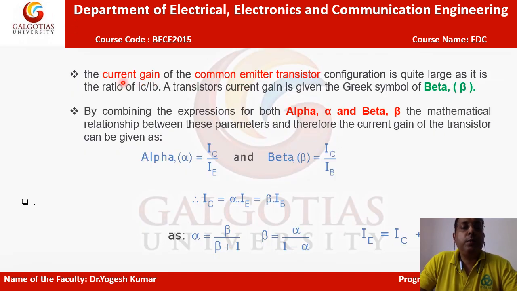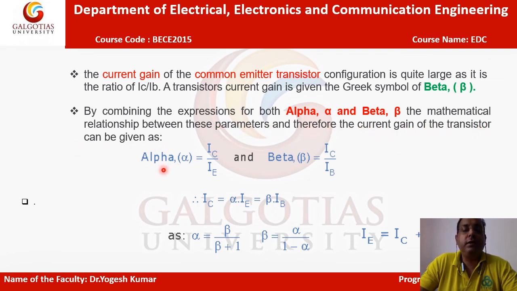Now, in the common emitter, the current gain of the transistor configuration is quite large, as it is the ratio of IC upon IB, as we know. The transistor current gain is given the Greek symbol beta. By combining the expressions of both alpha and beta, we get the mathematical relationship between these parameters, and therefore the current gain of the transistor can be given as follows.